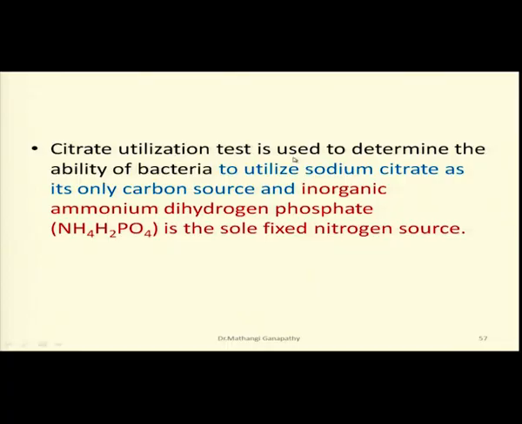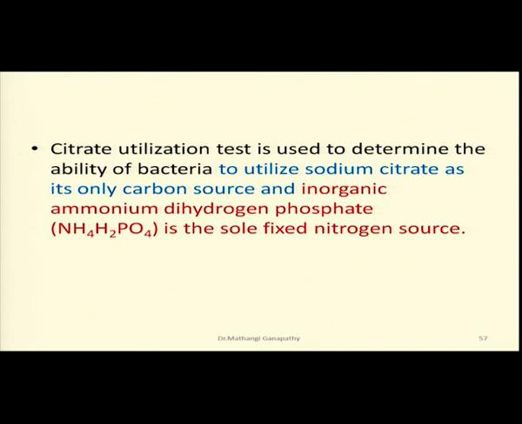This citrate utilization test is used to determine the ability of the bacteria to utilize sodium citrate as the only carbon source. The medium contains no other C source except sodium citrate. So, from this sodium citrate, if the organism is able to take up carbon, then it will grow. If not, it will not be able to grow there. And then inorganic ammonium hydrogen phosphate is the sole fixed nitrogen source. So, here we are making two definers. The only carbon source present is sodium citrate, the only nitrogen source is inorganic ammonium hydrogen phosphate. So, if the organism is capable of utilizing these two, it will grow up.